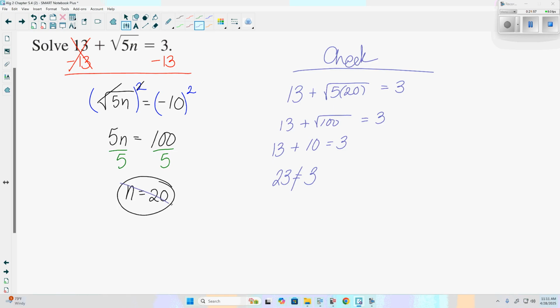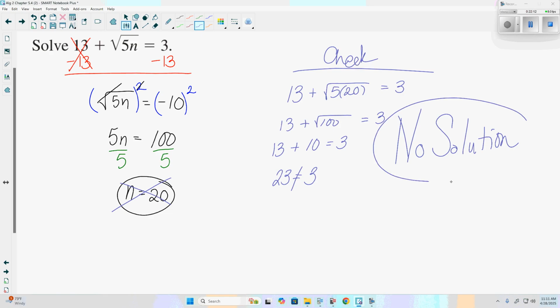So what does that tell us? n cannot equal 20. Do we have any other solutions? No, so this here is no solution. There is no solution that works for this here.